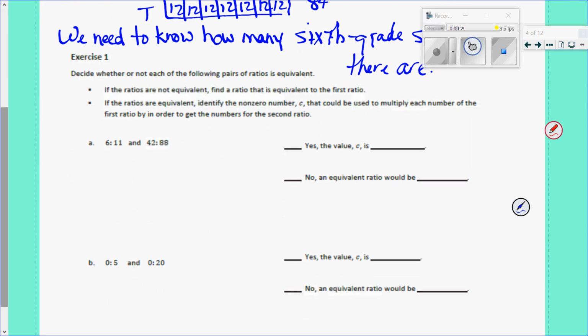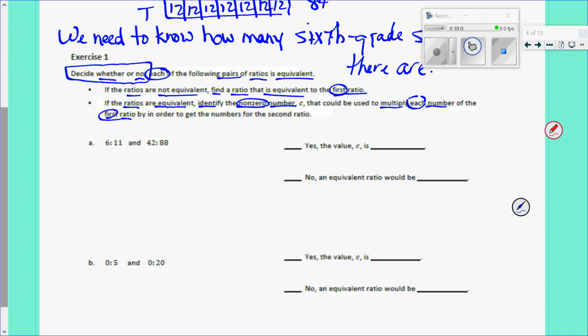Okay, again, please guys, get used to marking the text. Decide whether or not each of the following pairs of ratios is equivalent. So this is actually our direction. If the ratios are not equivalent, find a ratio that is equivalent to the first ratio. If the ratios are equivalent, identify the non-zero number that could be used to multiply each number of the first ratio in order to get the numbers for the second ratio.